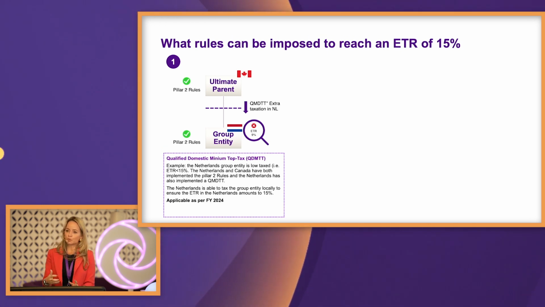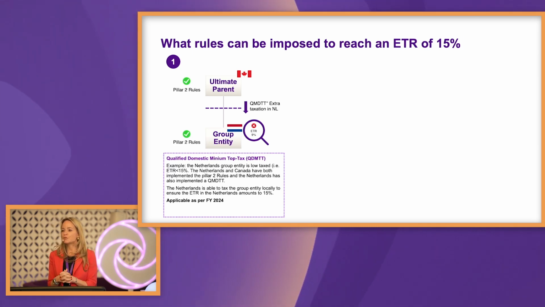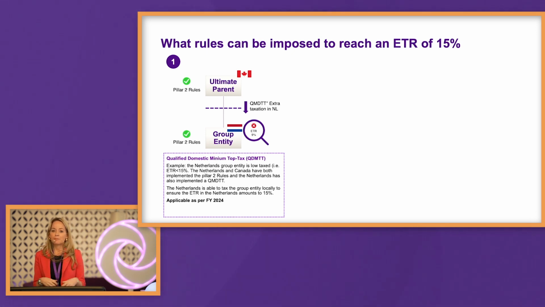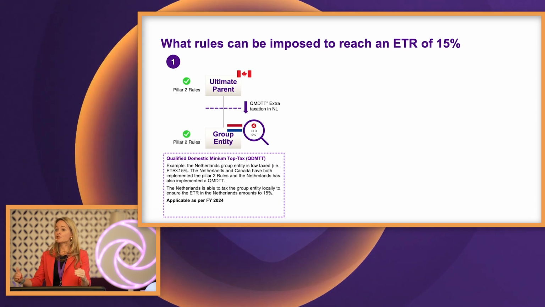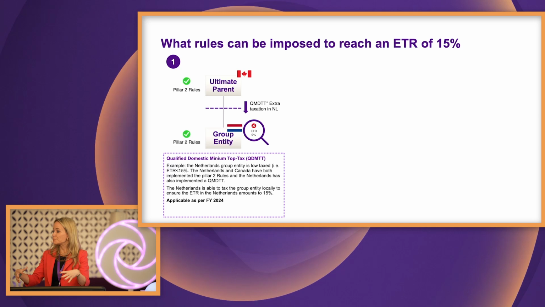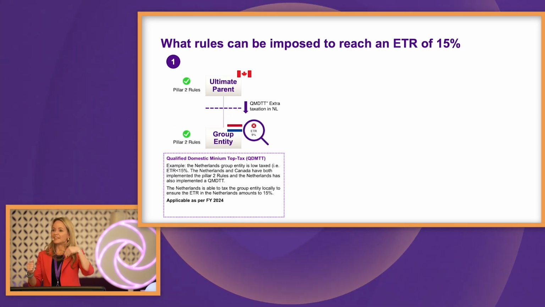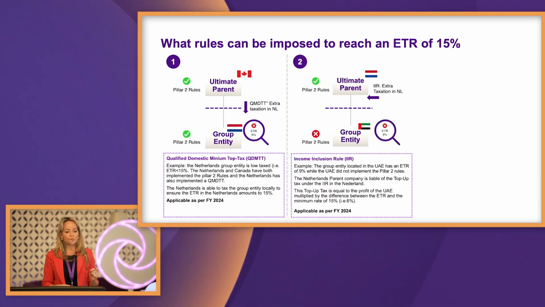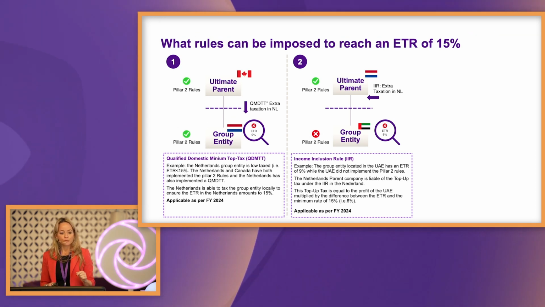Well, the first rule, which the EU and the Netherlands have introduced, is the QDMTT. It's the Qualified Domestic Top-Up Tax. And basically, that entails that the Netherlands itself can first top up until 15%, so that it, of course, keeps those tax benefits. Because if not, the other country can apply the second rule, which is the income inclusion rule. And that income inclusion rule works as follows.